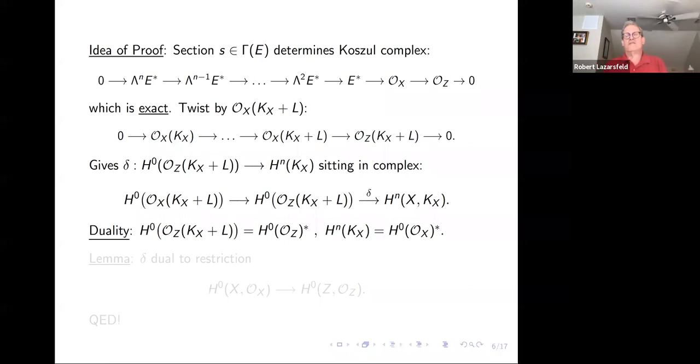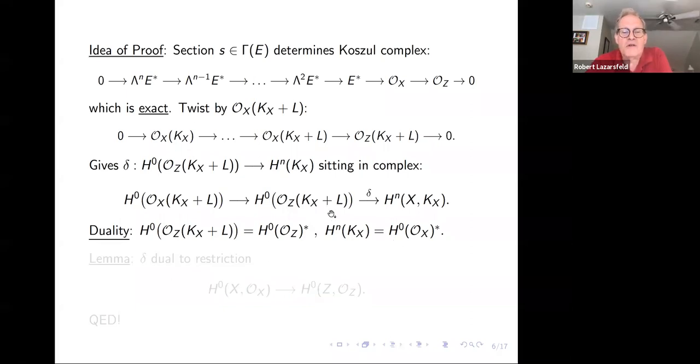And this is where duality comes in. As I say, Cayley-Bacharach is very tied in with duality. So let's try to understand delta with Serre duality. Let's start over here. Hn of Kx is canonically dual to H0 of Ox. And, well, I'm giving away the point, but it's okay.